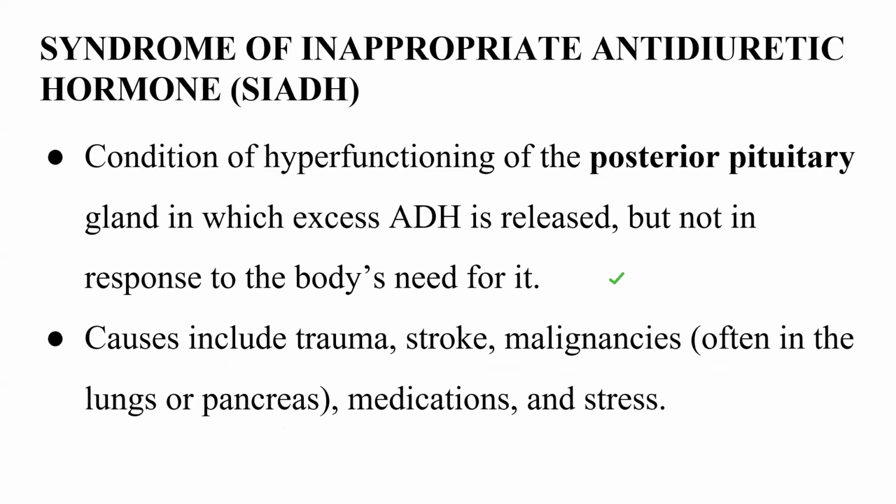Okay, so our next topic is syndrome of inappropriate antidiuretic hormone, that's SIADH. This is a condition of hyperfunctioning of the posterior pituitary gland, in which there is excess ADH. Remember, diabetes insipidus is a disorder of the posterior pituitary gland, where the main mechanism is that ADH is not being produced appropriately; it is underproduced.